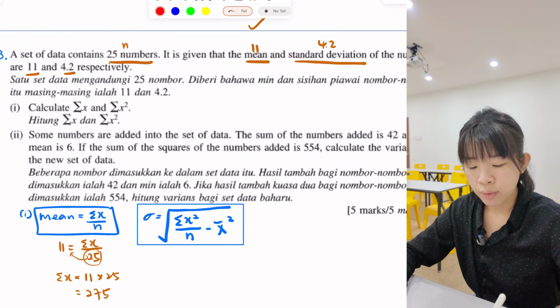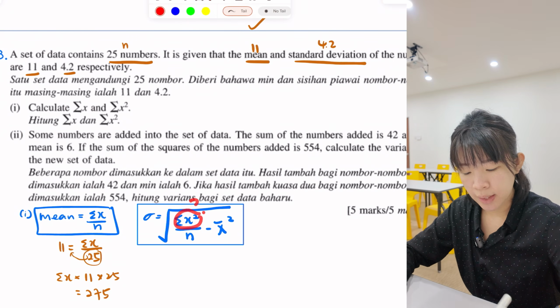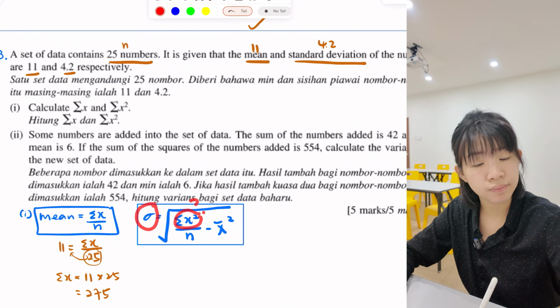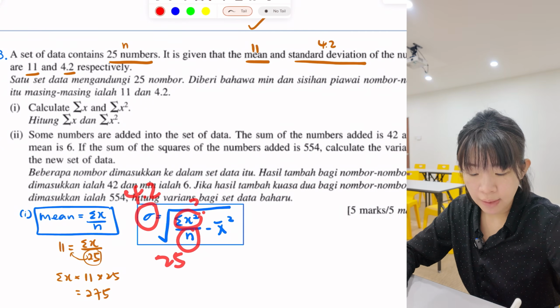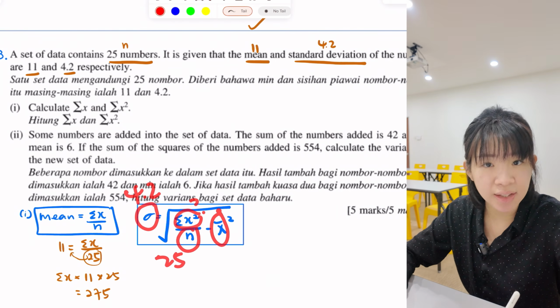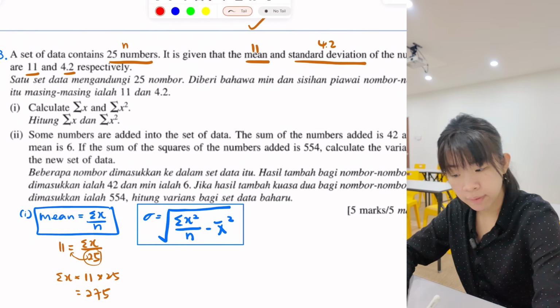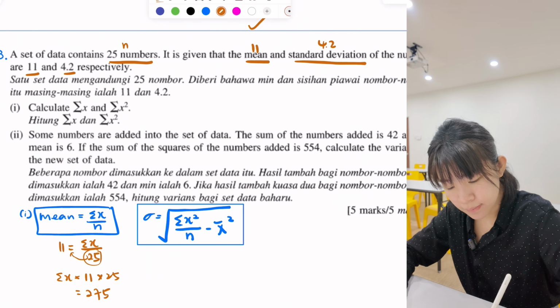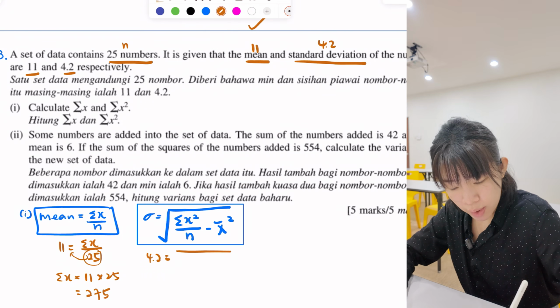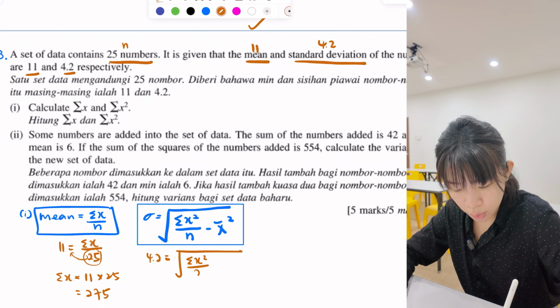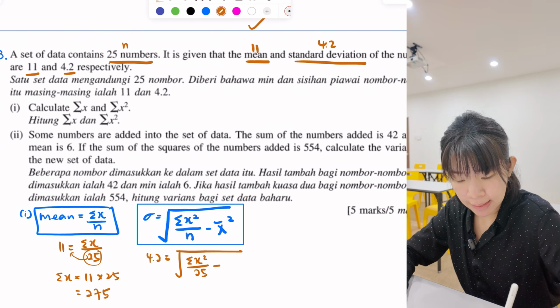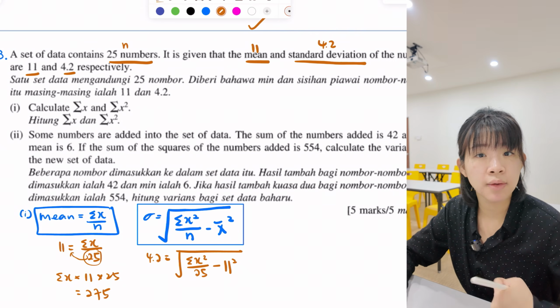Okay, if we want to find sum of x squared, this one we don't know. Okay, do we have standard deviation? Yes, this one 4.2 given. And do we know n? Yes, 25. Mean do we have? Yes, the question given 11. So now we have everything. So we can find sum of x squared. Okay, so here 4.2. Square root sum of x squared, this one don't know. Divide by 25 minus mean 11 square.